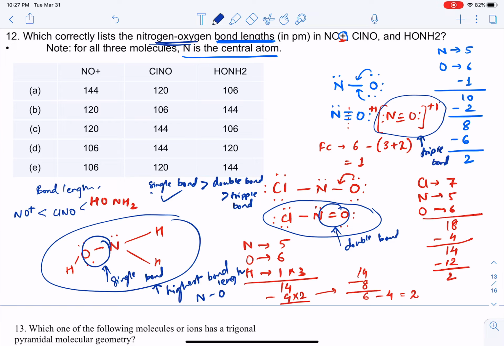So check which one of the options follows this trend. 144 for option A, 144, 120, no, it's opposite. So this is not the answer. B, 120, 106, no, 106 is the right thing, because the bond length for Cl and O would be greater than NO. So this is not the option. If you go on, you will find that E is the only one. You can see 106, then greater 120, greater 144. So your answer is E.